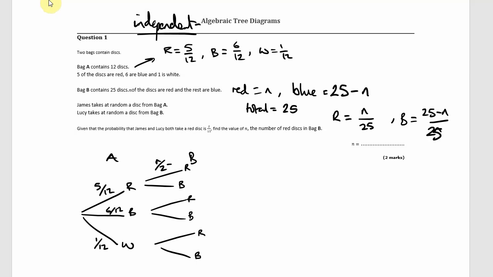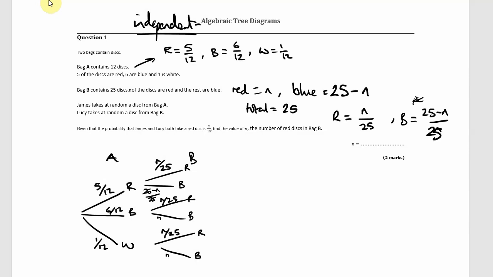N over 25, n over 25, n over 25, and then squeeze this in. That'll be 25 minus n over 25. And I'm just going to put that there because they're going to be the same. They're all going to be what this is here. I'd draw this bigger if I wasn't doing it on a screen and trying to fit it all on here. I'd use a full piece of paper for this.